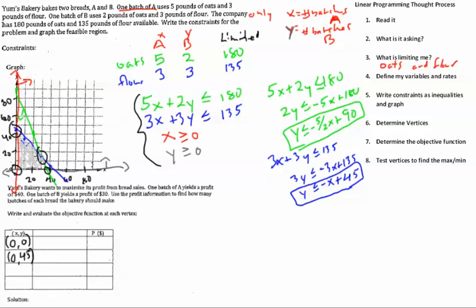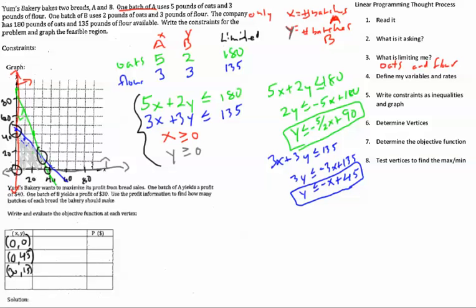Moving along, we have another vertex here at the x equals 30 line, and when x is 30, both of these equations, my oats and my flour equations, equal 15. You guys can check my math if you'd like. Just plug in 30 for x on both of these, and you'll get 15 out of it.